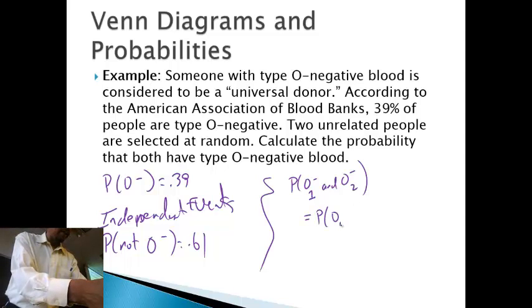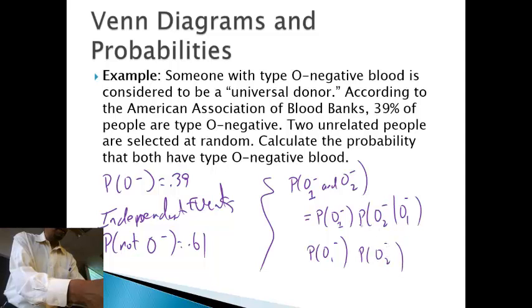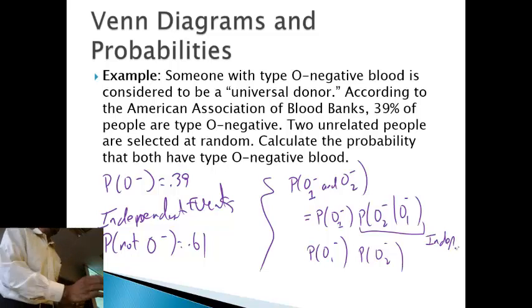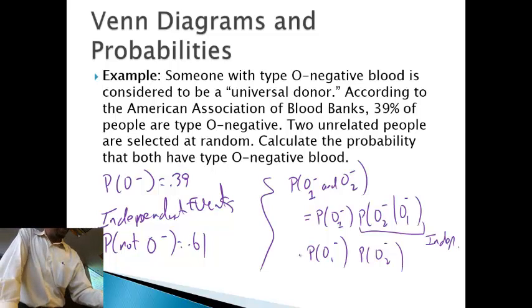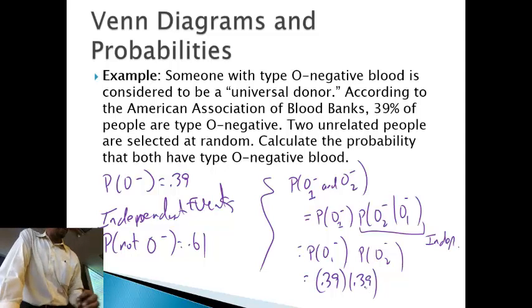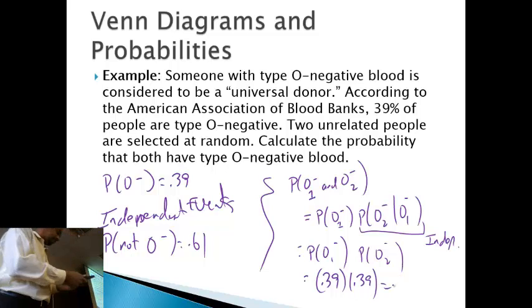Well, that equals the first person being O negative times the probability that the second person is O negative, given that the first person was O negative. And because these are independent events, it doesn't matter, right? Me being O negative doesn't impact Andrew's O negativity, if you will. So basically, in this case, it's just going to be a very straightforward 39% squared, which is 0.15 something, 0.1521.